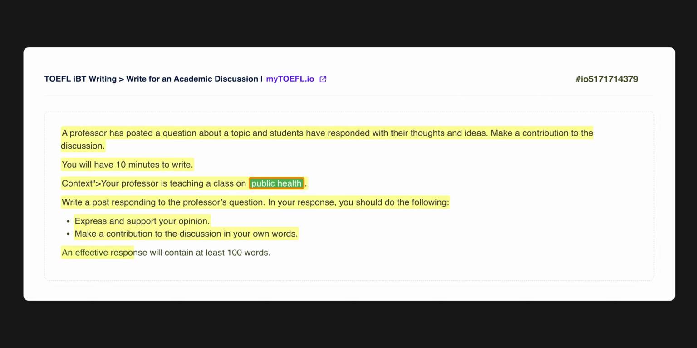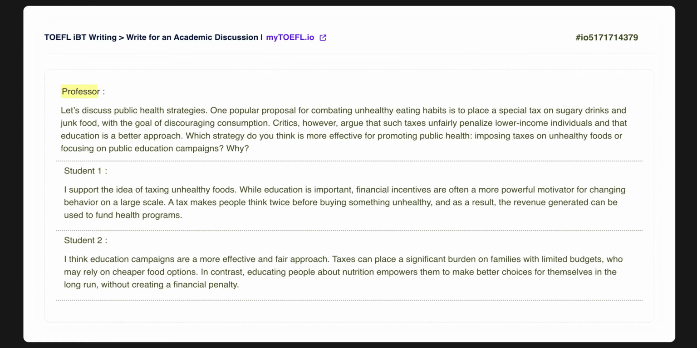An effective response will contain at least 100 words. While there is no upper limit, aiming for at least 100 words ensures you have enough space to fully develop your ideas. A shorter response might seem underdeveloped, so try to provide enough detail to reach this goal within your 10 minutes.